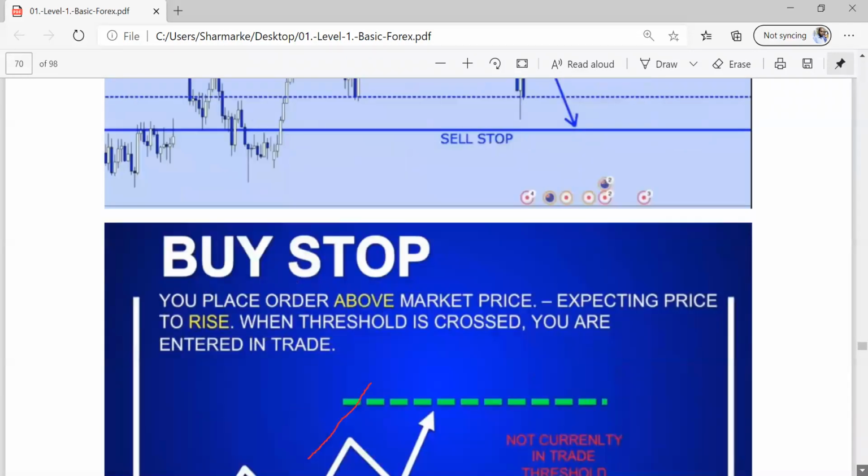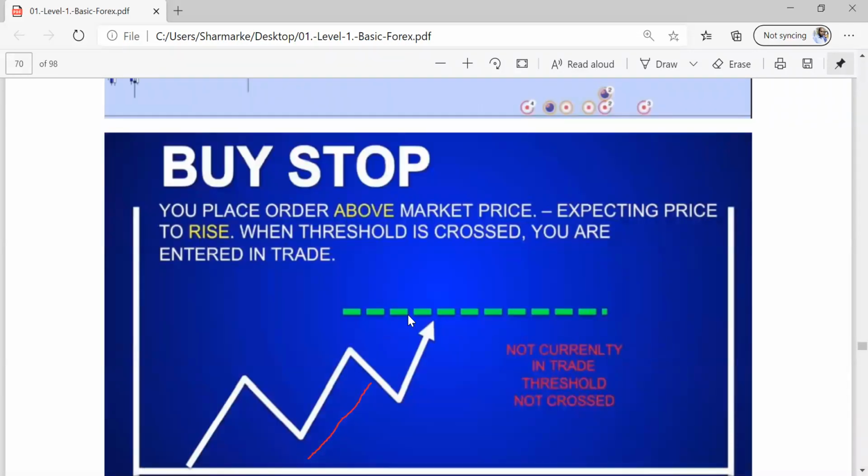Buy stop is the opposite. You are waiting for the market to come here, and you are placing your order above the market price, where the market has not reached up.